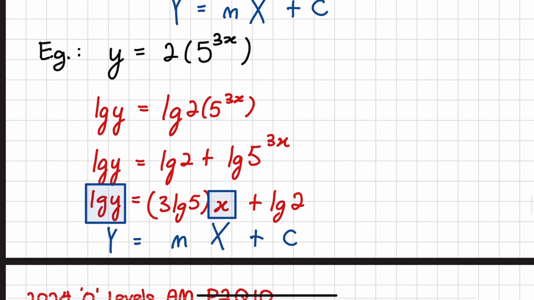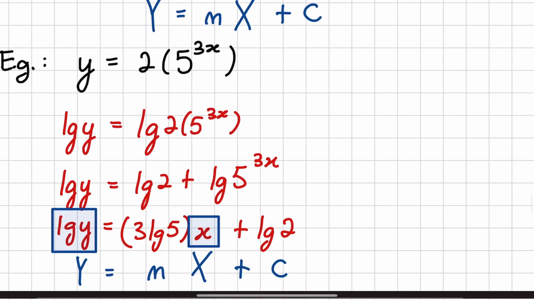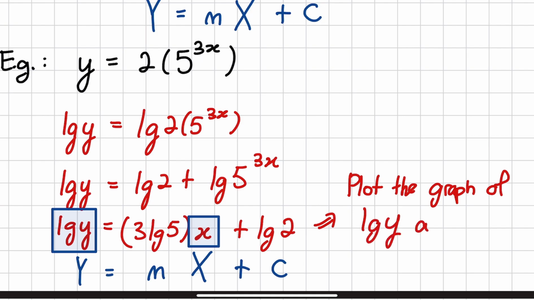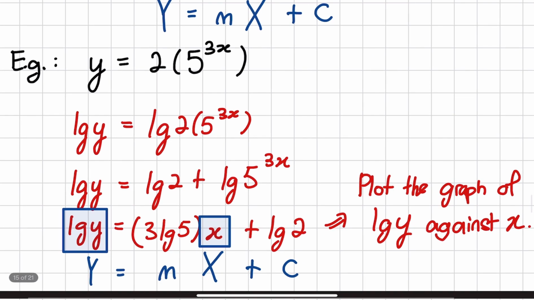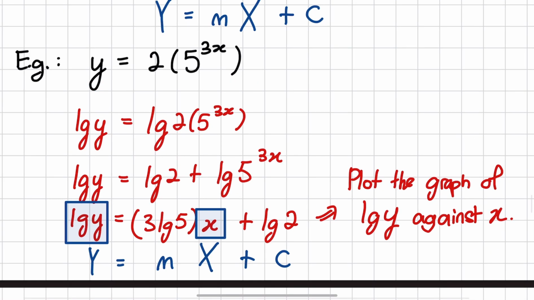Okay, and if I plot from here, in order to get a straight line graph, I will have to plot the graph of, instead of y, now it becomes log y as my y-axis against x. And this is how we can obtain a straight line equation from this non-linear equation. Okay, let's look at one last example.